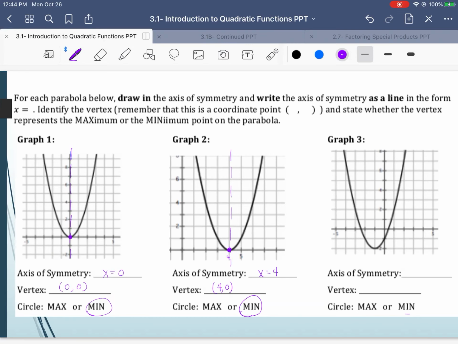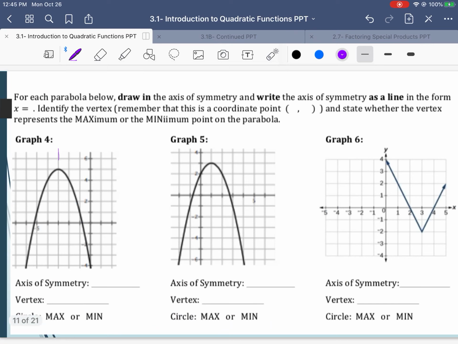Graph number 3, axis of symmetry here at x equals negative 1. Your vertex there is the point negative 1, down 2, so (-1, -2). And again, that's a low point on the graph, so it would be a minimum.